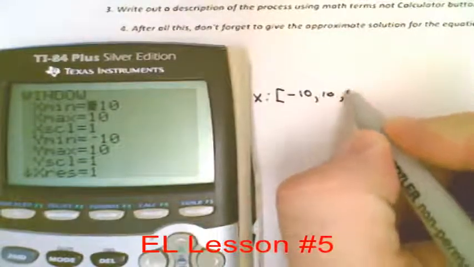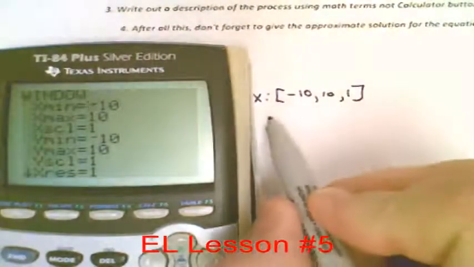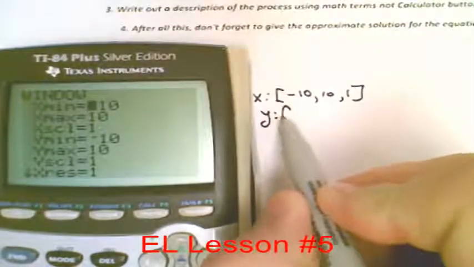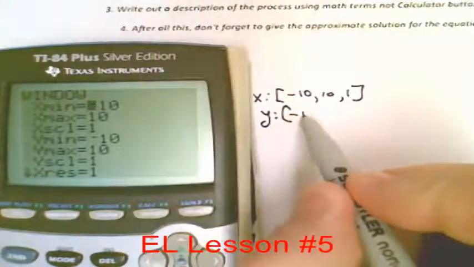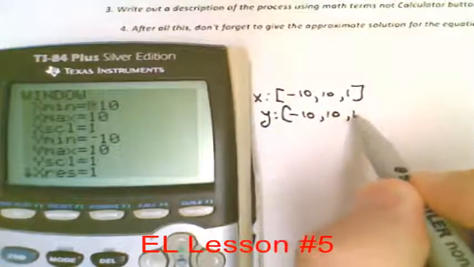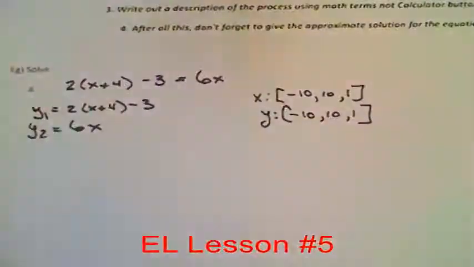The x's are from -10 to 10 with a tick mark at 1. So you just do from -10 to 10, tick mark of 1. That's all you have to do. That's the easiest way to state the window. And then your y's, same thing, negative 10 to 10 with a tick mark at 1.